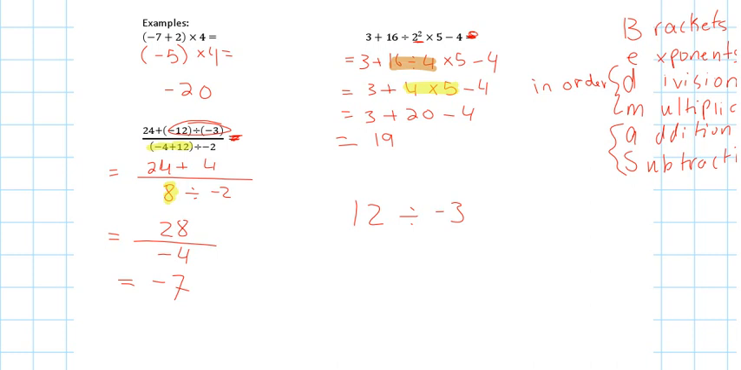But my top here was 28, right? Look at the difference between the answers. Just because I did the wrong operation first. Okay? So there's rules that we need to follow. Okay, I think that's enough for you today.